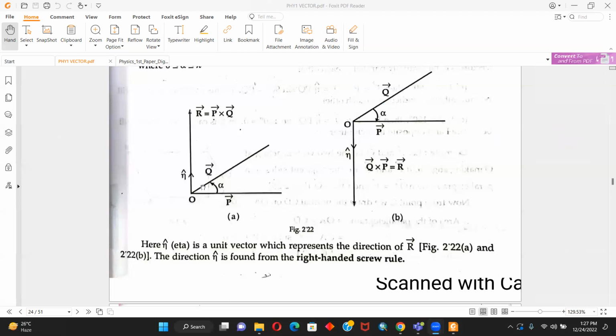And do you remember the right-handed screw rule? Say for instance, if I'm rotating in this direction, taking four fingers and rotating like this, and the thumb is going in the upwards direction. Remember this.